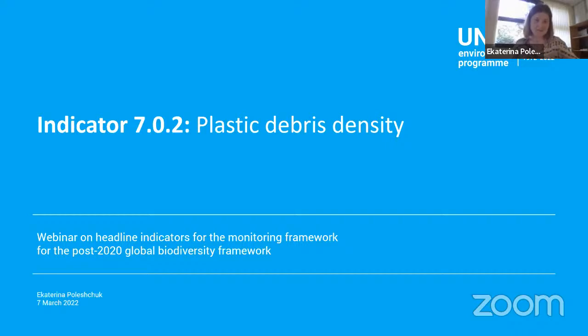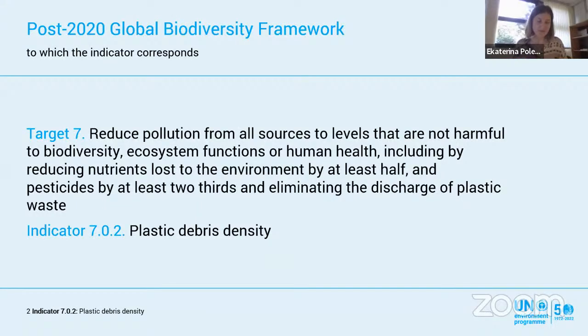Next slide, please. Indicator 702, plastic debris density, also corresponds to Target 7 of the post-2020 Global Biodiversity Framework. Next slide, please.